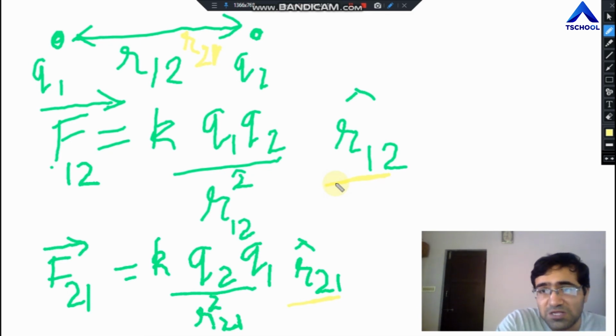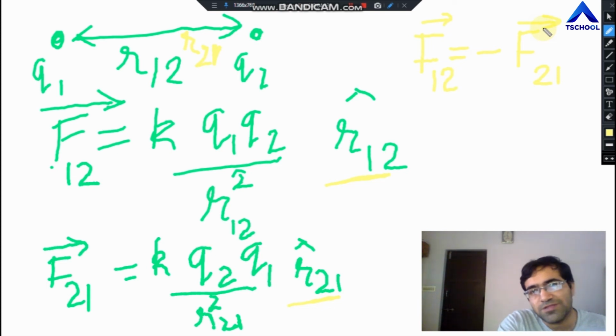Okay, so that means I can easily write that F12 vector is negative of F21 vector. Well, that shouldn't be a surprise for anyone because we have already studied Newton's law and we have been talking about it for so long. So again, you can see that Coulomb's law actually satisfies Newton's third law. Okay, so it says that the forces acting between charges 1 and 2 are opposite in direction but equal in magnitude, right?